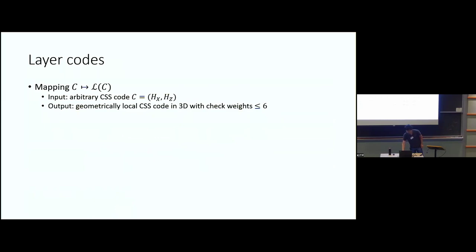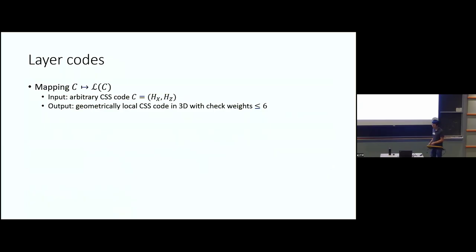Okay, so now let me start to explain a bit about the construction that we're considering, which is the layer codes. And so this is a mapping that takes in any CSS code, with no restriction on locality or anything. After it takes in this code, it outputs a geometrically local CSS code, so a topological code in 3 dimensions. And also the check weight will be at most 6.